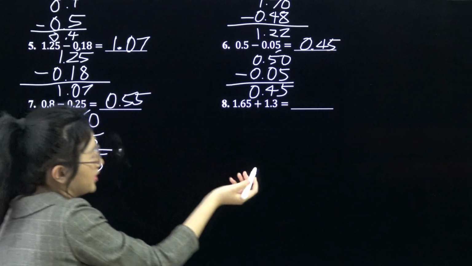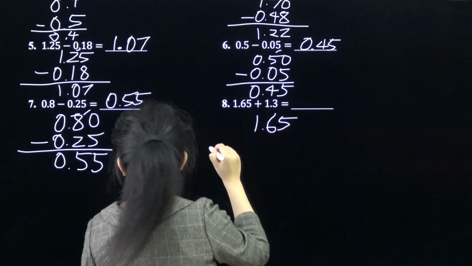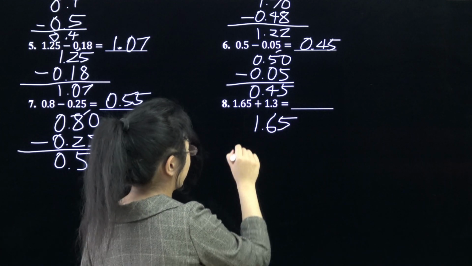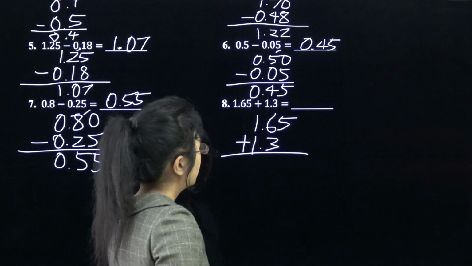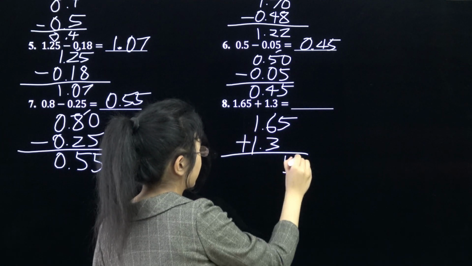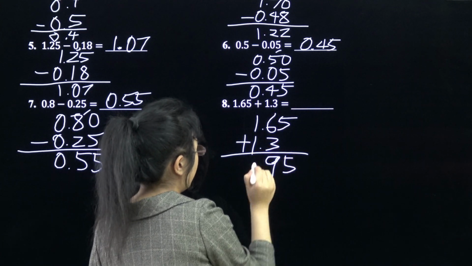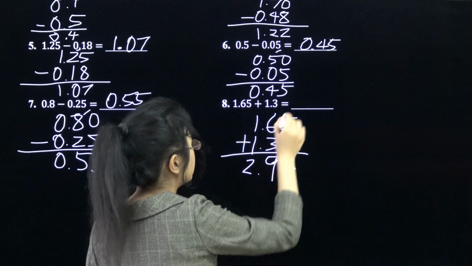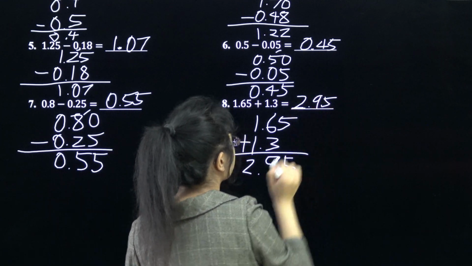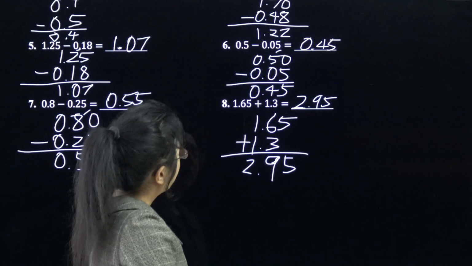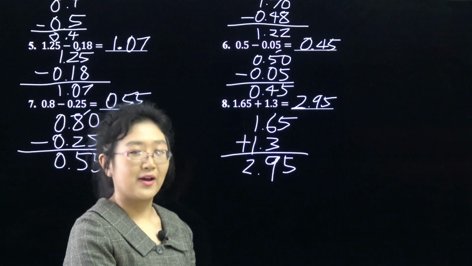And that's, well, that. 0.65 plus 1.3. Oh, we just have a trick over here, because this is addition now. So, 5 plus 0 equals 5. 6 plus 3 equals 9, and then 1 plus 1 equals 2. 0.65 plus 1.3 equals 2.95.